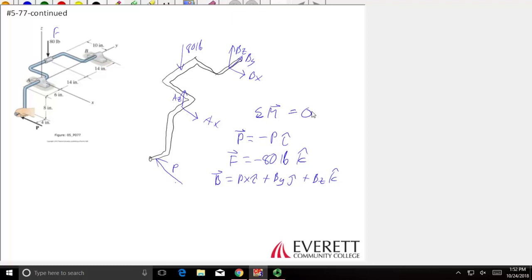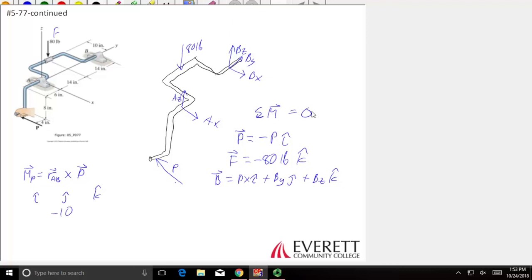I would say that the moment of P is going to be equal to r crossed with F, which in this case is going to be the position vector from A to P crossed with the P vector. What's the position vector from A to P? Well, it's going to be in the YZ plane, right? So I can just jump into my cross product. If I'm standing at A and I'm walking to P, I'm going to go in the negative Y direction, 10.